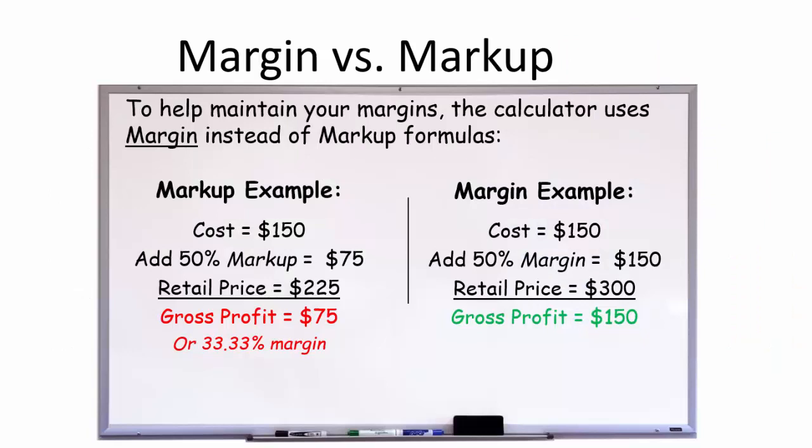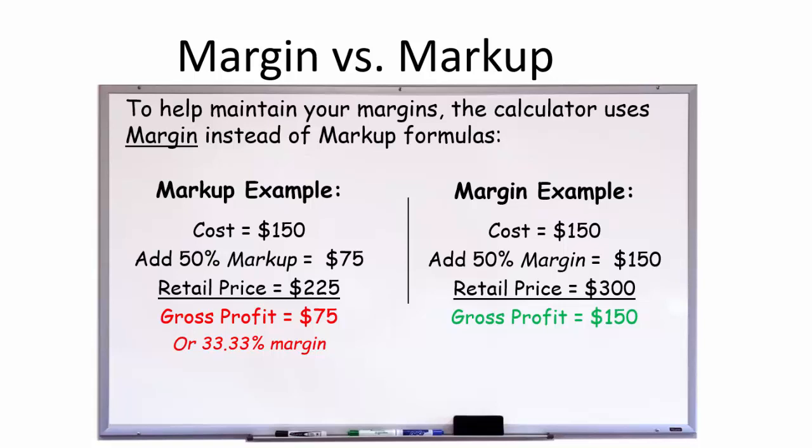In fact, in order to guarantee you don't erode your service margins, our calculator uses margin as opposed to markup formulas. For instance, if you add a 50% markup to your service cost of $150, your retail price would be $225, with a gross profit of $75 or a margin of 33 1/3%.